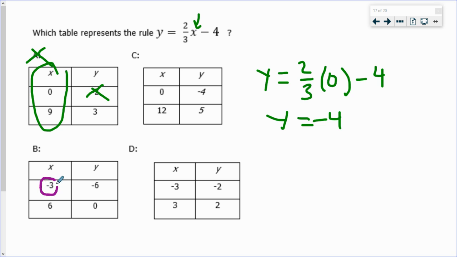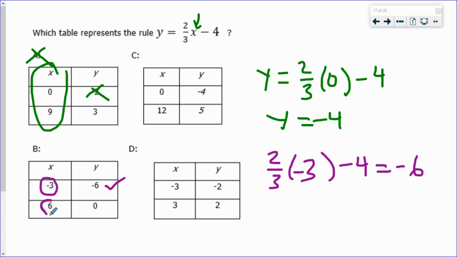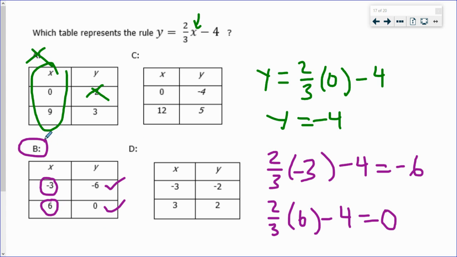We can check B. We'll plug in negative 3 for x. 2/3 times negative 3 minus 4. 2/3 times negative 3 is negative 2. Negative 2 minus 4 is negative 6. That's good. We need to check our next value too. 2/3 times 6 minus 4. 2/3 times 6 is 4. 4 minus 4 is 0. So when I plugged negative 3 in for x, my answer is negative 6. When I plug 6 in for x, my y value is 0. So B is the correct answer.